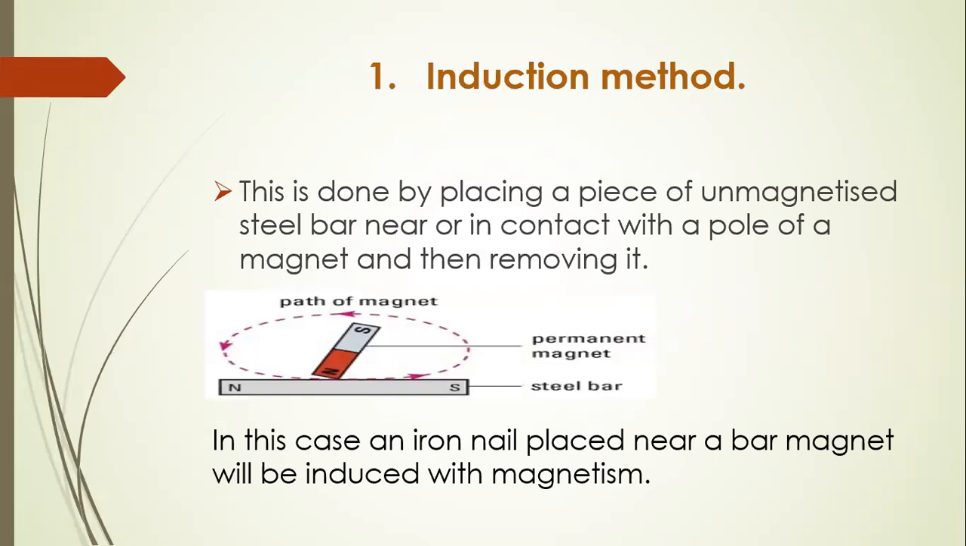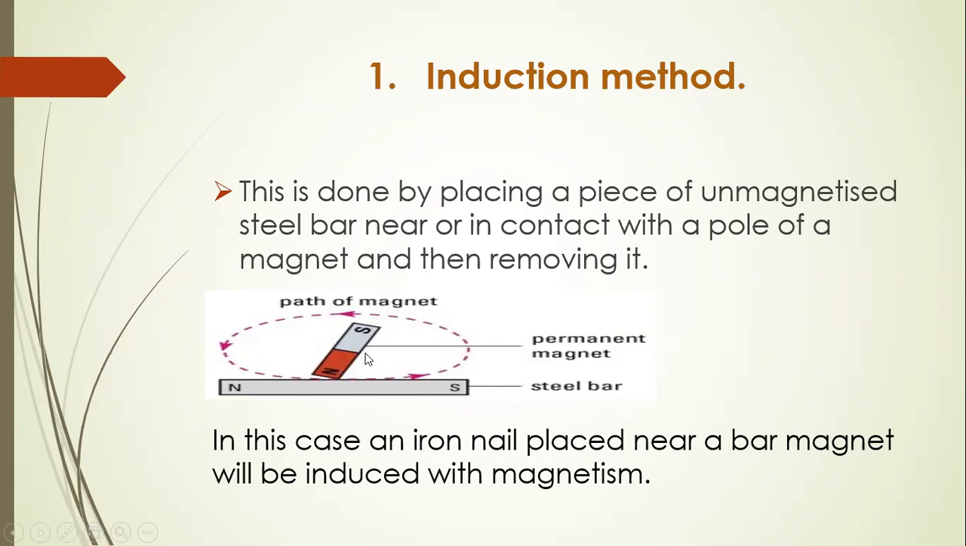This induction method is done by placing a piece of unmagnetized steel bar or just any iron material near or in contact with the pole of a magnet and then removing it. As you can see here, there's a steel substance, like a little bar. In this case, just an iron nail, whereby we've placed here a magnet.